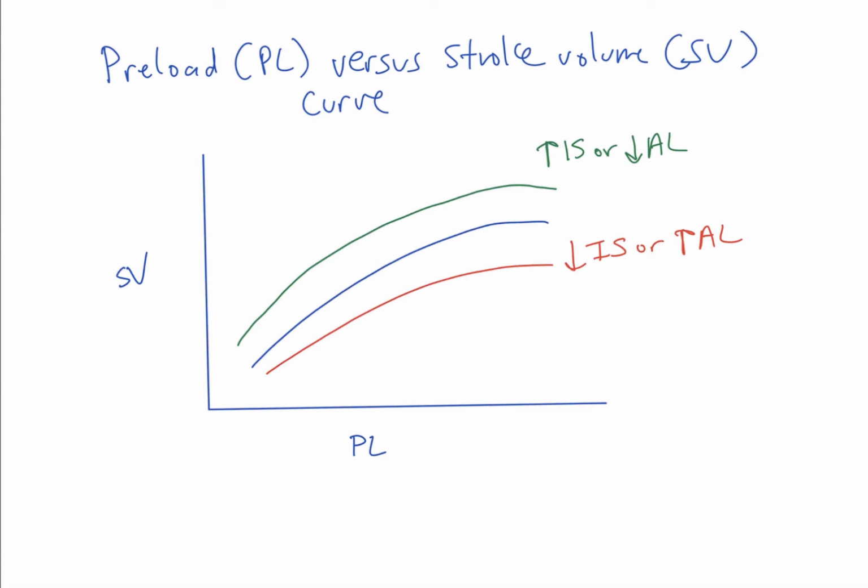On the other hand, if you decrease inotropic state or increase afterload, that causes the curve to shift downward at every point. You can see that for a given preload, you have a lower stroke volume. And so that's all that these curves are describing: the effects of inotropic state and afterload on stroke volume for a given preload. This also illustrates nicely the Frank-Starling mechanism, the relationship between the preload and the stroke volume.